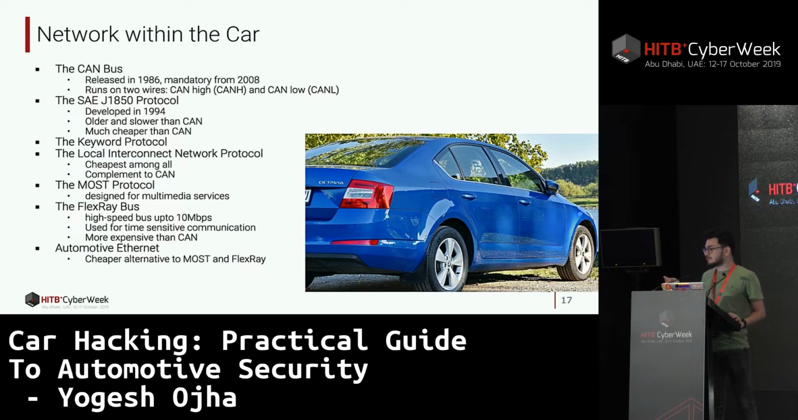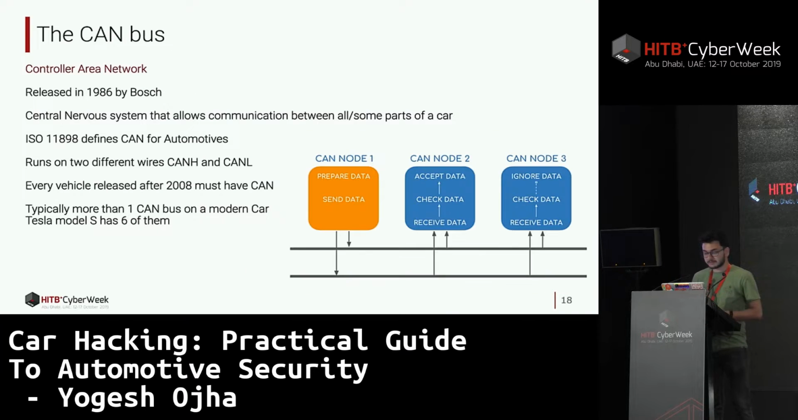Your CAN only serves 1 Mbps. But the problem with this is it's very expensive to implement, as well as this is actually being used for sensitive communication, like suppose your anti-braking systems, steering controls, and all these things. But today we'll focus most of the time talking about only the CAN bus.